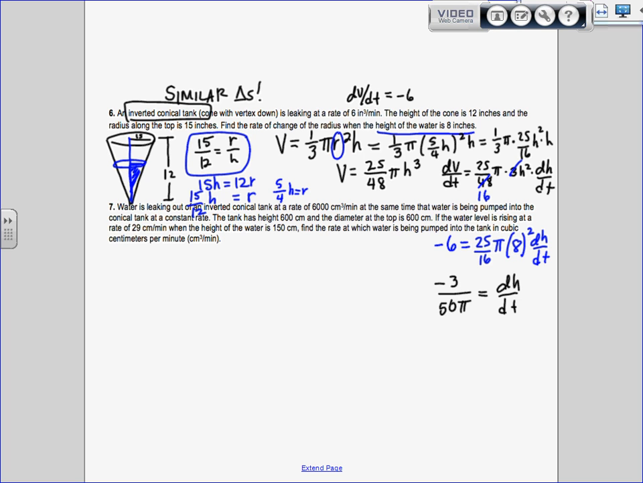If you wanted to see what that is as a decimal, it's like negative 0.019. And then always put units. This is where you get like 1 point for units every single time. So if you plug in your units, you get height per time, so inches per minute. Making sense?